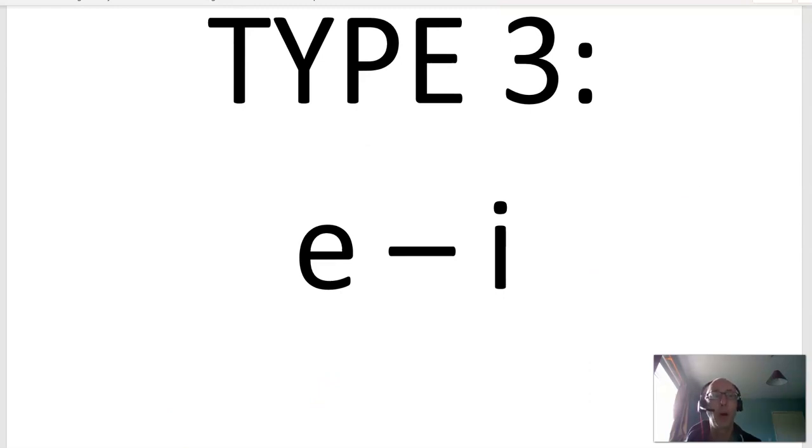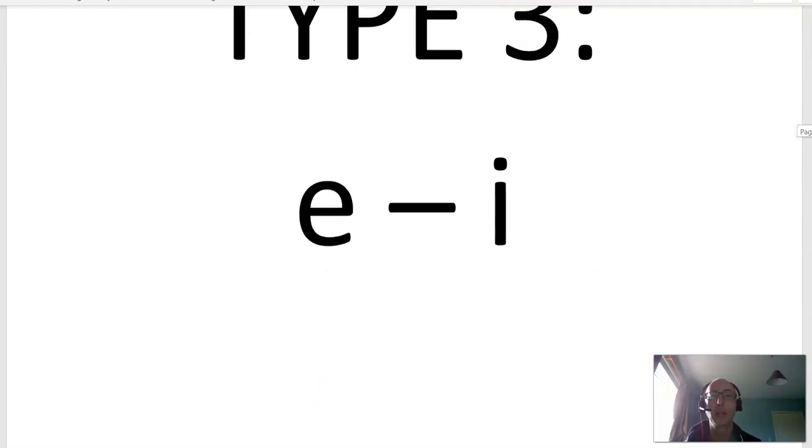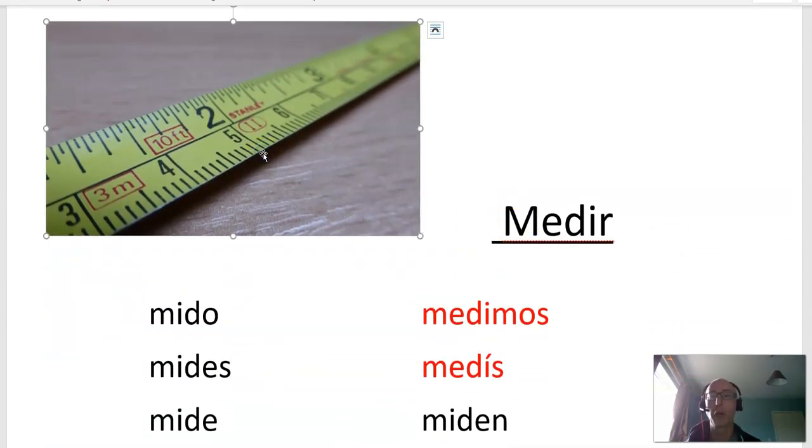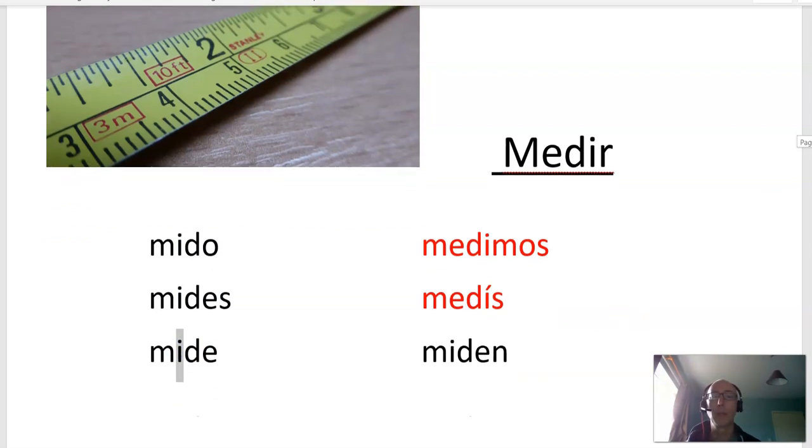This is E to I, so this is a complete change. Let's look at the example we have, medir, to measure. Mido, mides, mide. Medimos, medís, miden. So medir, again, we can see in blue the nosotros, vosotros forms. We keep the E. It's totally regular. What happens here? The E changes to I in the other persons. Mido, mides, mide, etc.